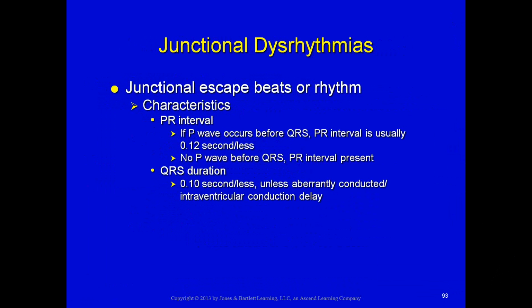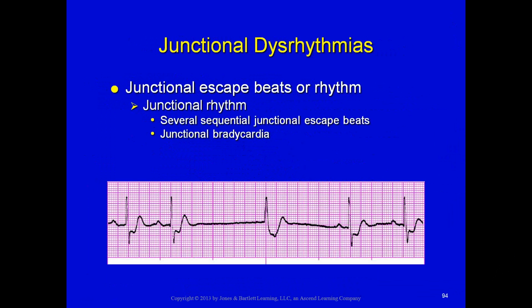The QRS duration should be normal. So here we go. The first and second beat is our underlying rhythm, as well as the fourth and fifth. So the first, second, fourth, and fifth, that's our underlying rhythm. And we can see a really long pause between the second and the fourth complex on that strip.